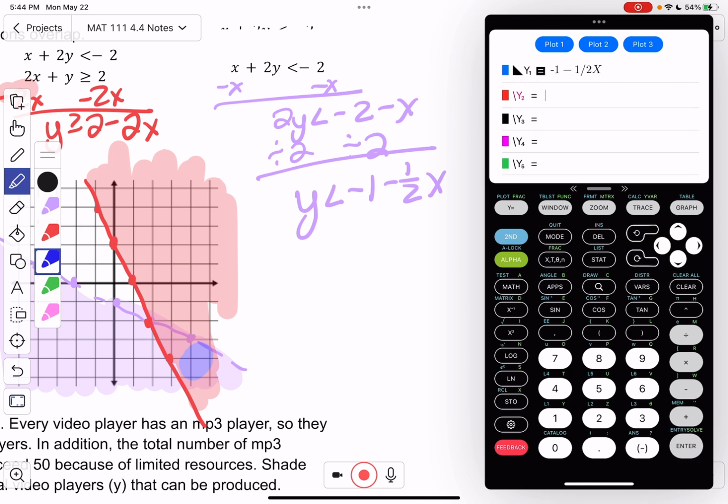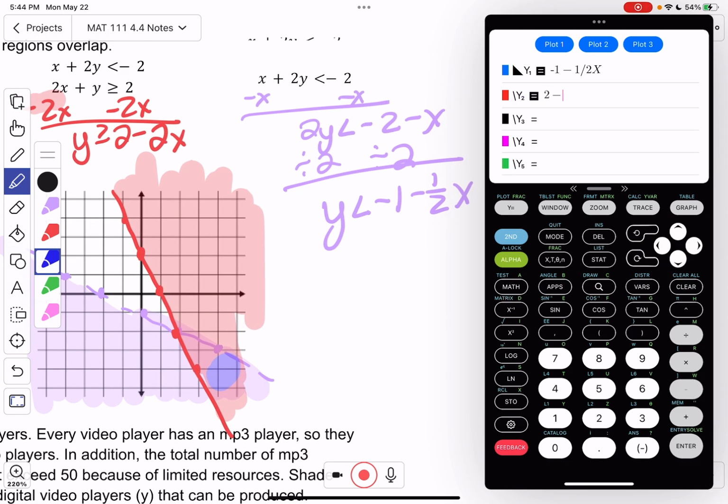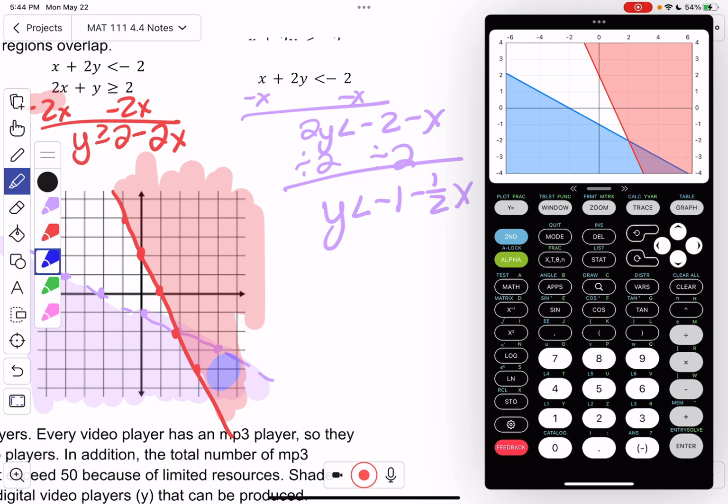Then, oops, this one's going to be 2 minus 2x, and it should be greater than. So I pick that symbol. Then if I hit graph, it should match. And there we go. Again, remember, if I took this picture, I would want to make sure to say that that blue line should be dashed.